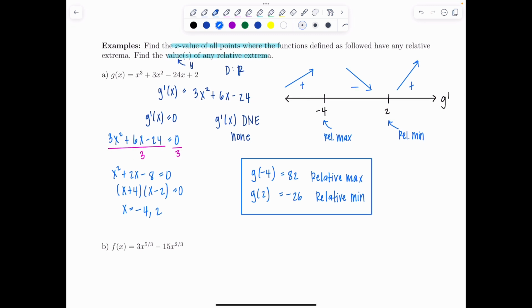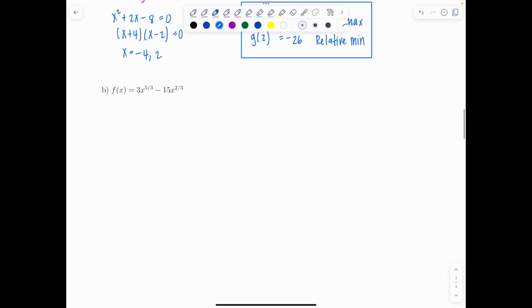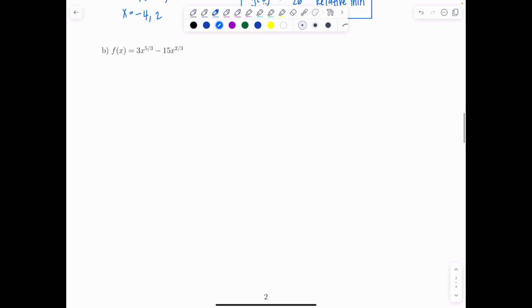We're not going to work with polynomials all the time. So here we have f of x equals 3 times x to the 5/3 minus 15 times x to the 2/3. Now, remember, we got to identify the domain. It might be a little tricky when it's written in this form with rational exponents. So if you want to remind yourself, this is the same thing as 3 times the cube root of x to the 5th. This denominator is the index on the radical. Minus 15 times the cube root of x squared.